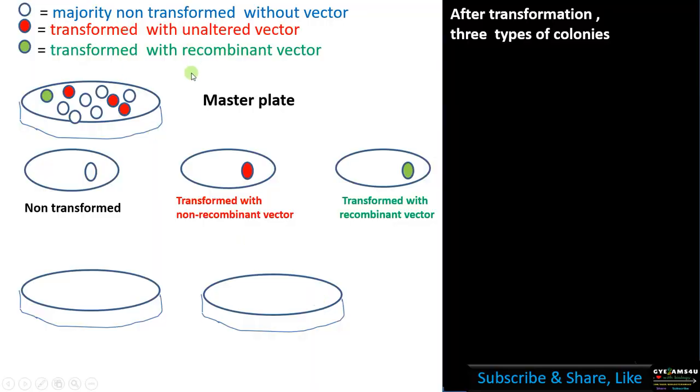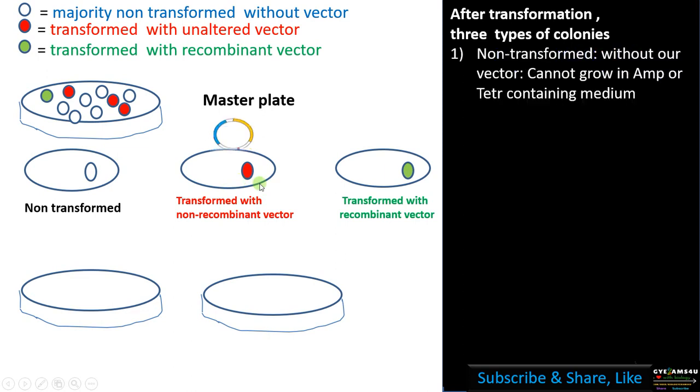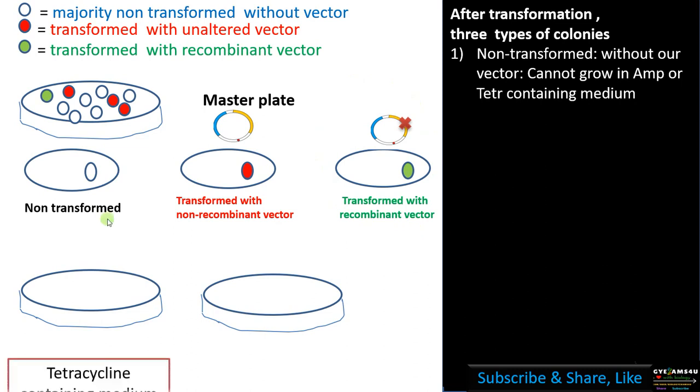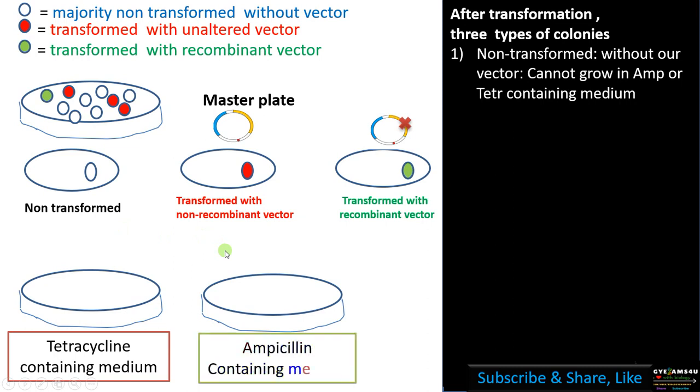After a transformation experiment, we will be getting three types of colonies. The first one is non-transformed. Majority will be non-transformed, without our vector. And second, transformed, there are two types. One, transformed with non-recombinant vector, that means the vector remains intact without our gene of interest. The second one is transformed with recombinant vector. Here insertional inactivation has happened, the gene of interest is there, so we need to select these colonies transformed with recombinant vector. So we will be transferring these into tetracycline containing medium and ampicillin containing medium.